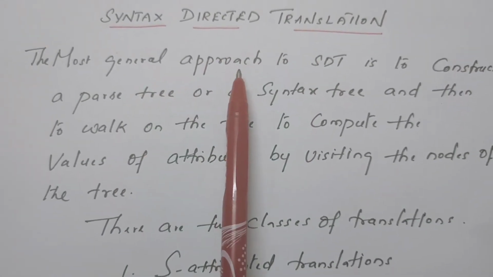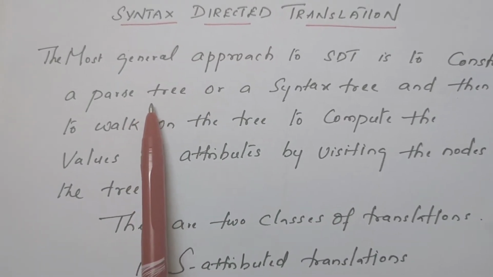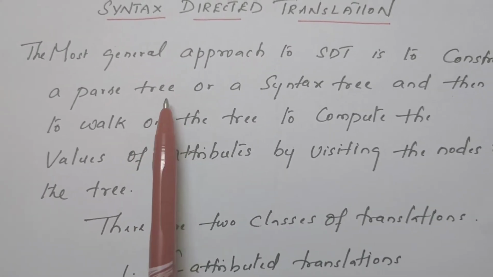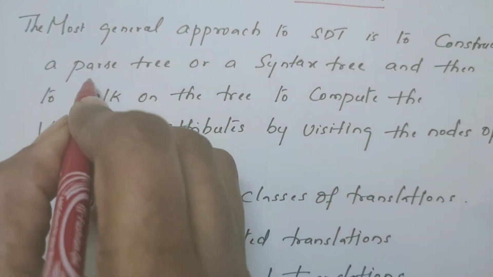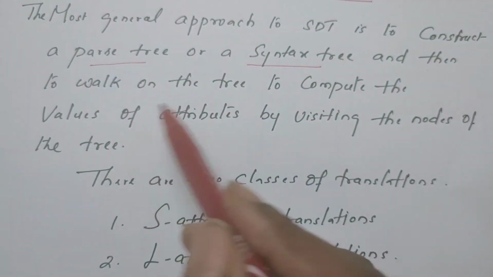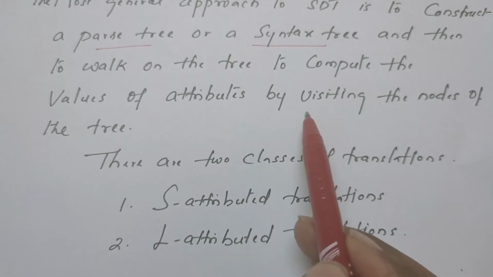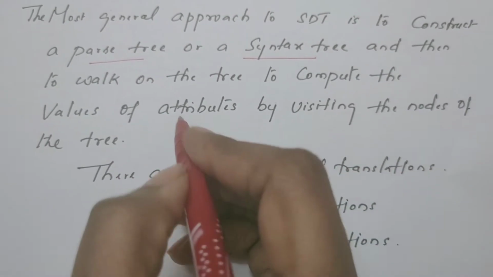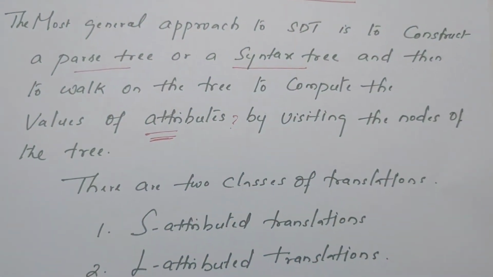The most general approach is to construct a parse tree. In fact, the construction of the parse tree happens in the second phase itself, which is syntax analysis. Or you can call the parse tree a syntax tree also. Then we need to perform a walk on the tree. I mean, the tree is to be traversed to compute the values of attributes by visiting the nodes of the tree. Already we are aware there are nodes in the tree. What is this attribute? All these things we will see in this video.